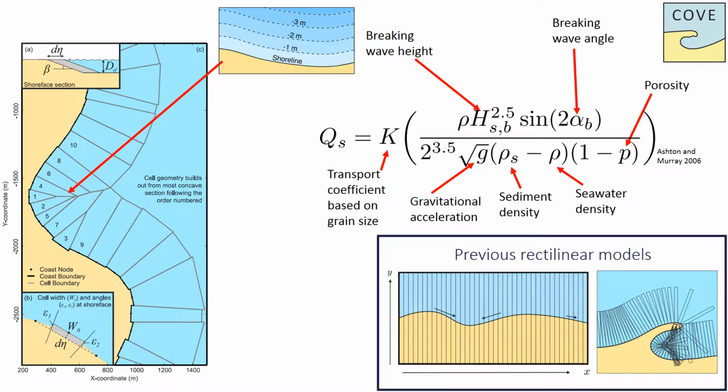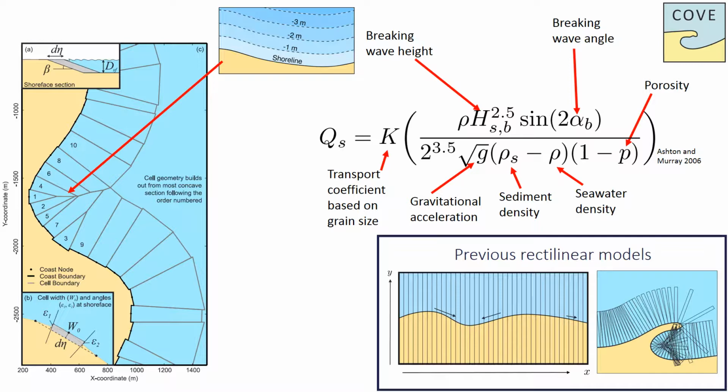A key novelty of COVE is a method in which the model builds the coastline. Coastal cells are built by projecting cell boundaries seaward until they intersect, starting from the most concave seaward cell. The order in which cell building proceeds is numbered. When cell boundaries intersect, the mean orientation of contributing cell edges determines the direction in which the projection continues. Resulting cell geometries are either trapezoids, triangles, or polygons.